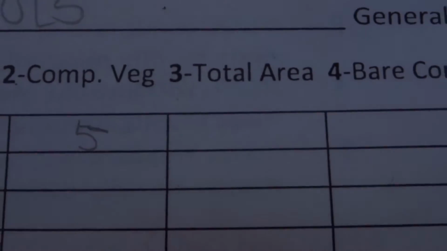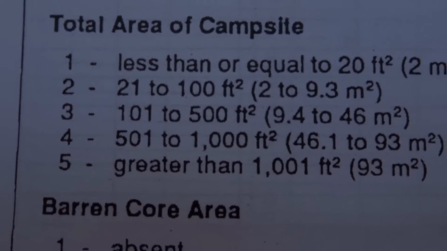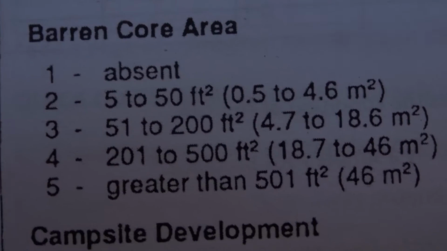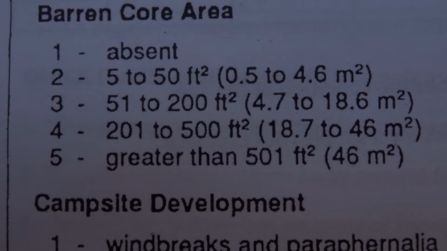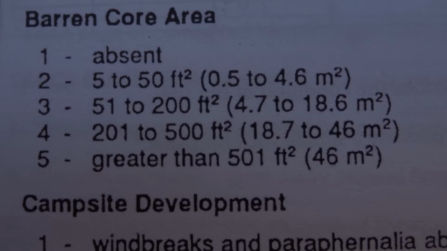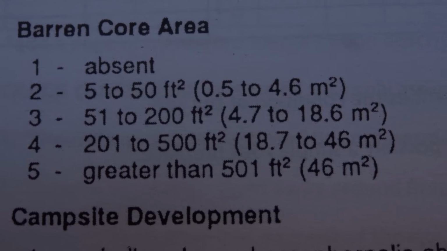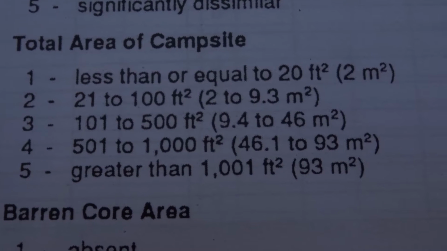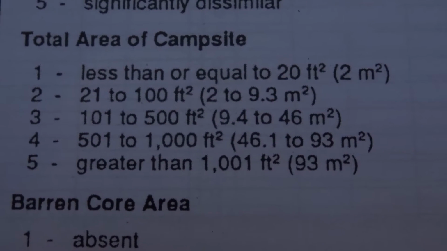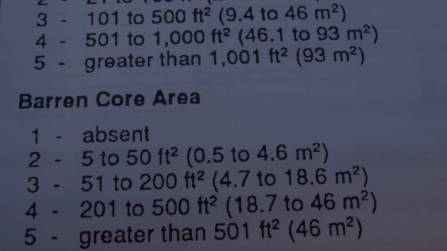Okay, total area. So we're going to have to do some measurements here, so we're going to come back to that. Barren core area. Absent? No, we definitely have a barren core area. 5 to 50 feet of barren core square feet. We're going to have to go and measure that. So time to pull out the tape measure, and we're going to do a total campsite measurement, and then we're going to do a barren core area measurement.